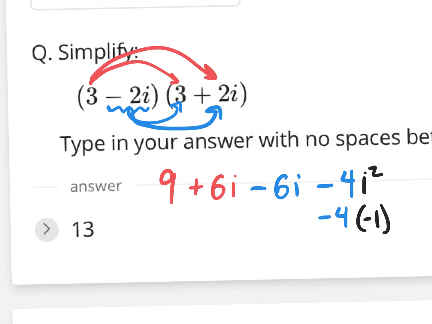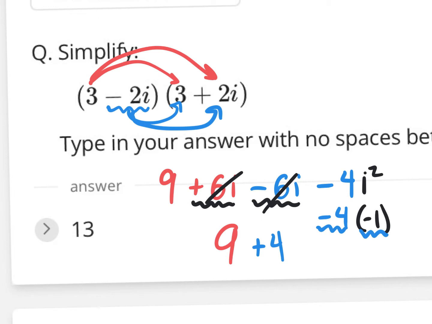But anyway, what else is happening here? We could combine the middle terms, the positive 6i with the negative 6i. That eliminates. We end up with 9. And over here we have a minus 4 times a minus 1. That's a plus 4. So your final answer here is 13. 9 plus 4 is 13. And this one is a type in your answer. That is simply a 13.